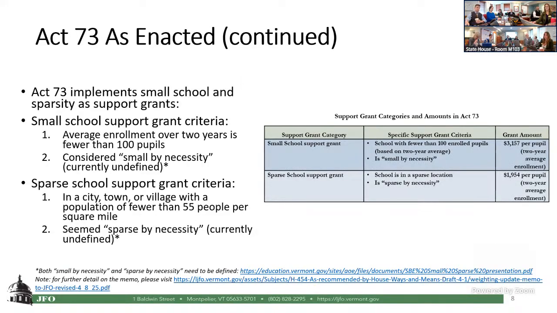Here we have the Act 73 small school and sparse school support grants. Under Act 73, the small school support grant has two criteria.